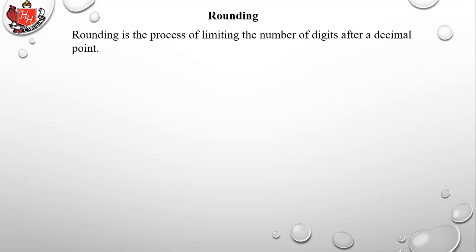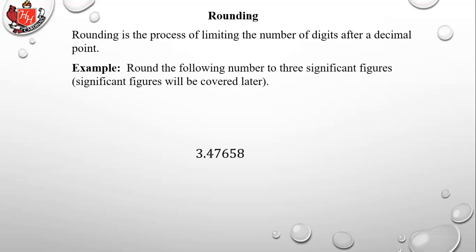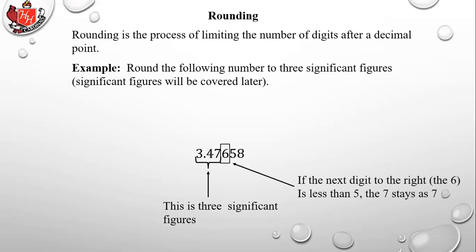You're probably familiar with this. Rounding is a process of limiting the number of digits after a decimal point. So for example, round the following number to 3 significant figures, and we're going to talk about that in this lesson. So there you have the number 3.47658. So the 3 significant figures are the 3 digits to the left, 3.47. Now the next digit after that last significant figure, after the 7, is the rounding digit.